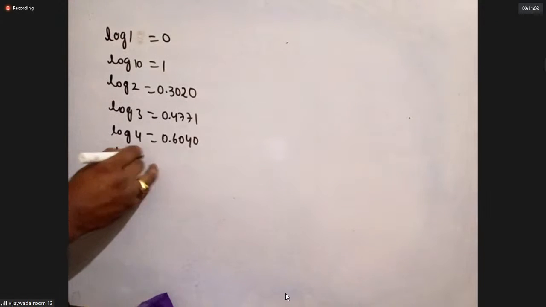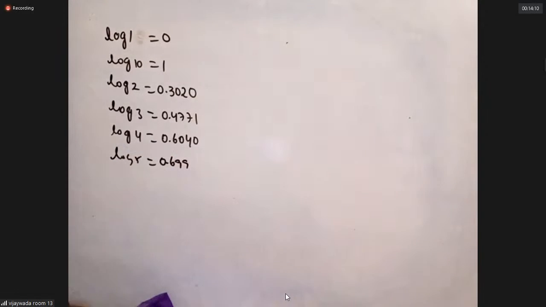Log 5 value 0.699. Okay, students, you need to remember at least these values. And you can calculate logarithm values by using a logarithm table. Even in JEE Mains and JEE Advanced exams, they will give logarithm books in the examination, because they won't allow calculators and other things. So you have to know how to find logarithm values and anti-logarithm values.